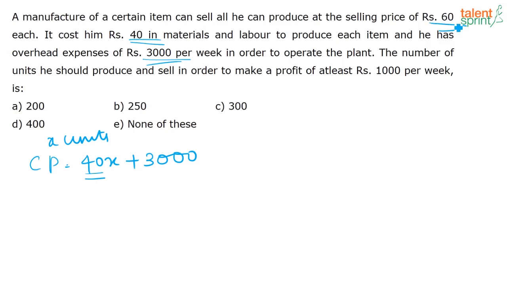See, he is selling each item for 60 rupees. So what is his total selling price? His total selling price is 60X, correct? So his total cost is this much. He is selling it at 60X. Now he has to make a profit of 1000 rupees per week.